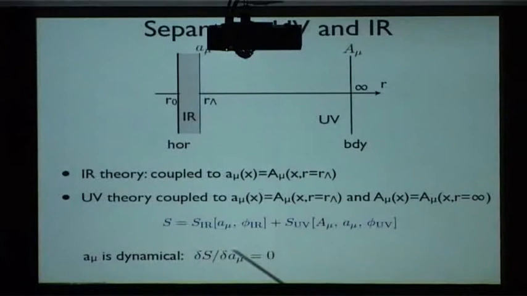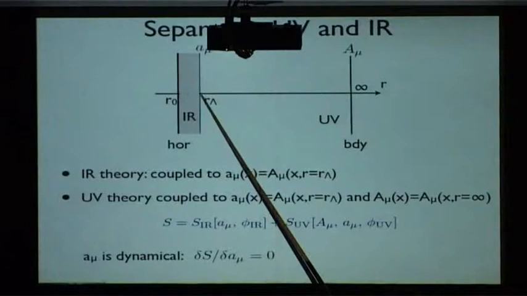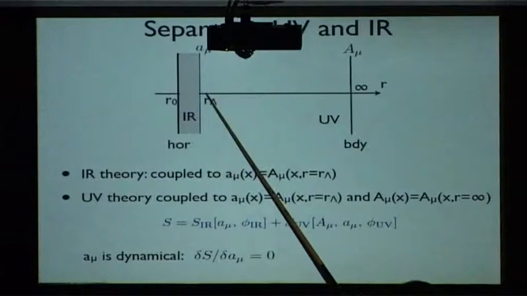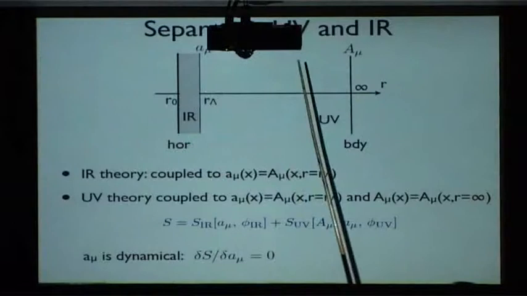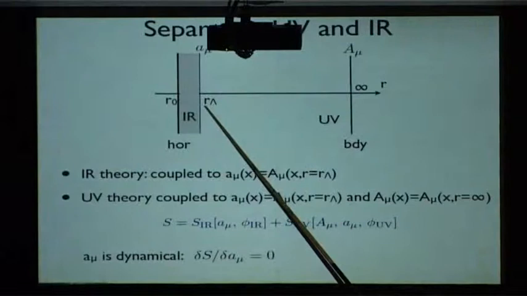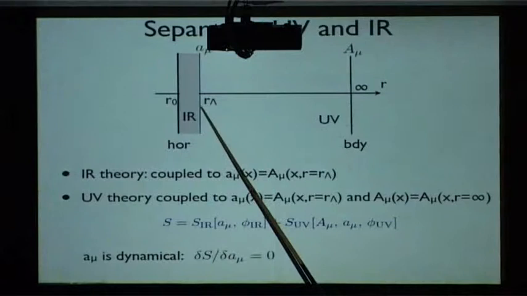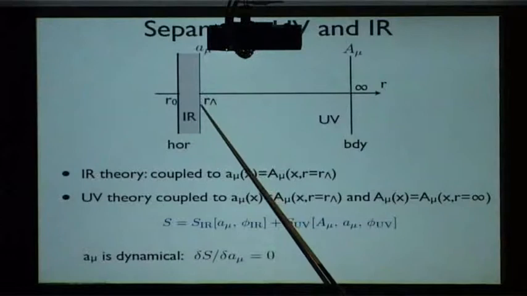The infrared theory lives from R naught to R lambda. So R lambda basically serves as the boundary of the space for the infrared theory in its own holographic description. Both theories are now defined holographically as five-dimensional theories. The infrared theory has one boundary at R lambda. So one can think about that as a theory that is coupled to a gauge field, little a mu, where a mu here is just the value of the five-dimensional gauge field at the radial slice R lambda. So the infrared theory is coupled to a gauge field.